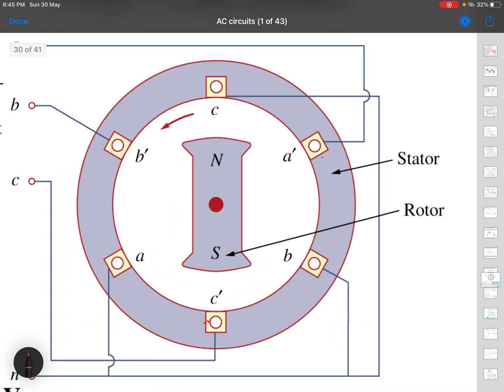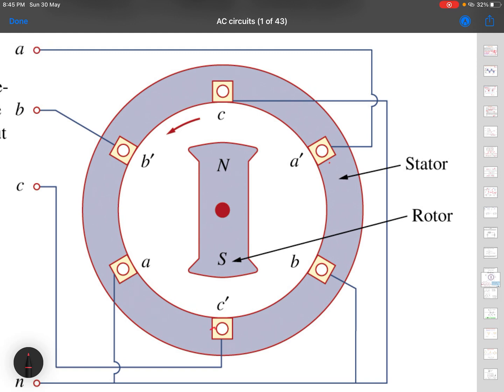If you are able to see this diagram, this is essentially a diagram of a three-phase generator. There is N and S. It is a magnet, which is in fact an electromagnet, and this can rotate. This is the direction of rotation shown here, and this structure which you see in blue or purple is static.